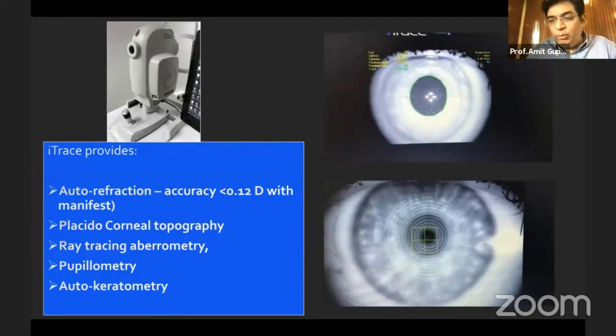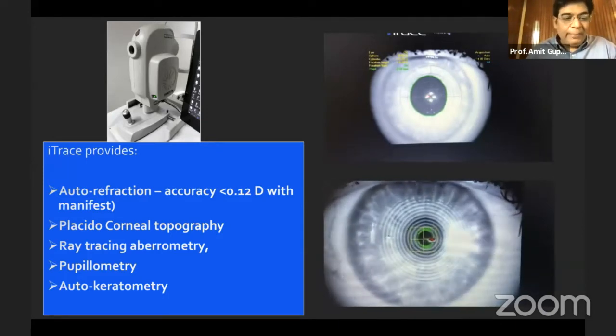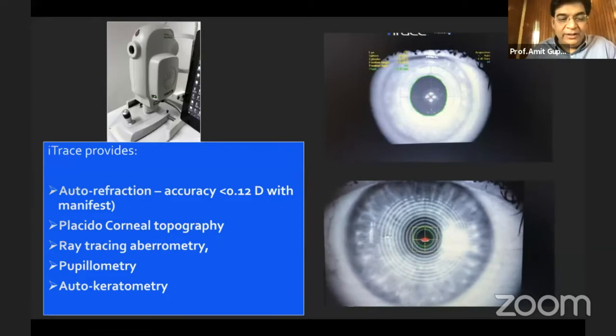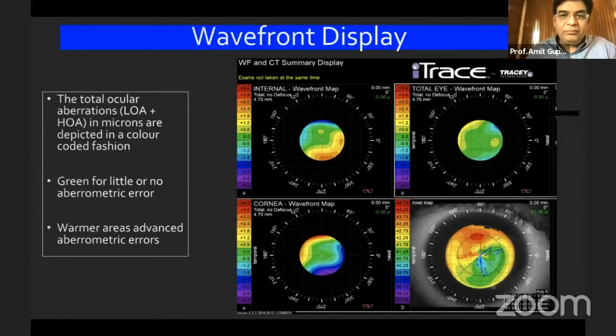We also have the Placido-based topography of the eye. We have the autorefractor, which is very accurate. We have Placido topography, ray tracing, pupillometry, and autokeratometry, so it has a lot of qualities. When we start analyzing the iTrace maps, the first is data verification, and this is very important, because if we get trash into the machine, it's going to be trash out. This means we need to verify that the data we have captured is not confounded by some artifacts.